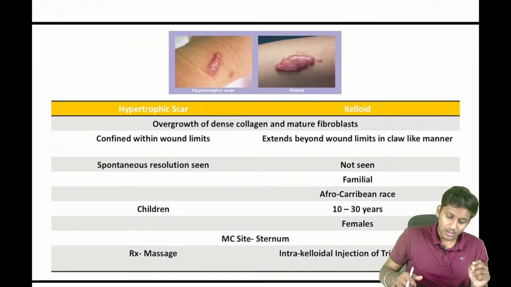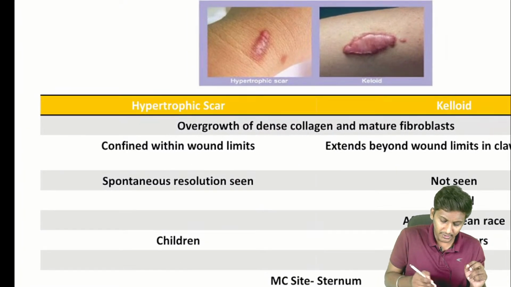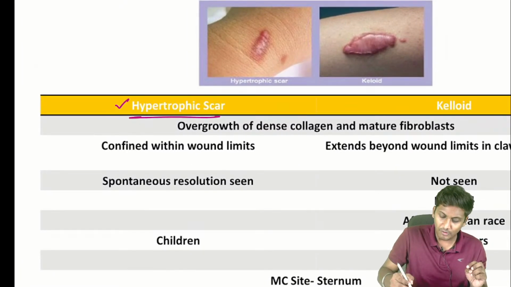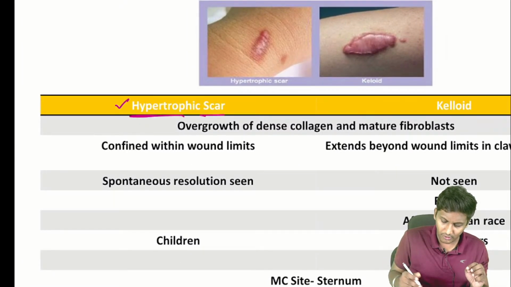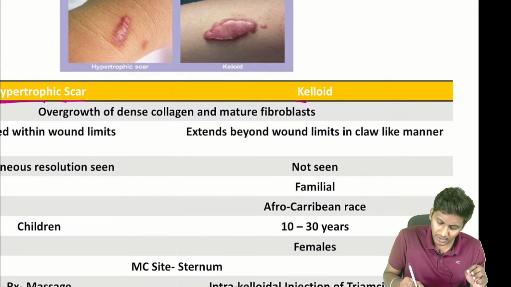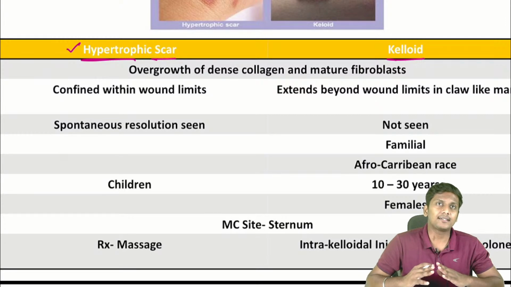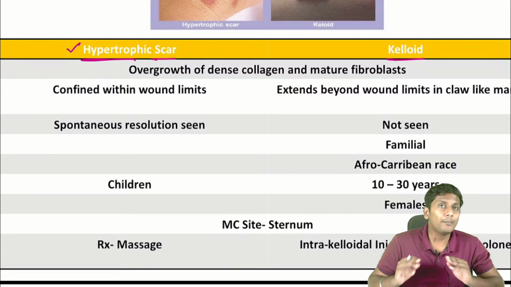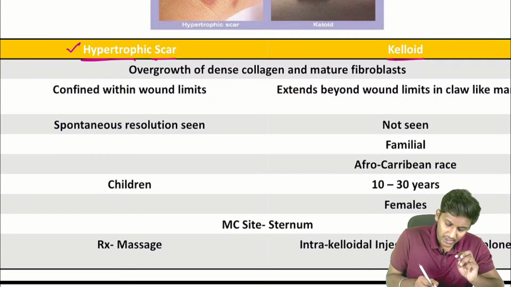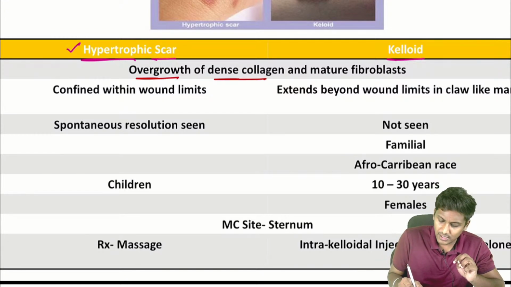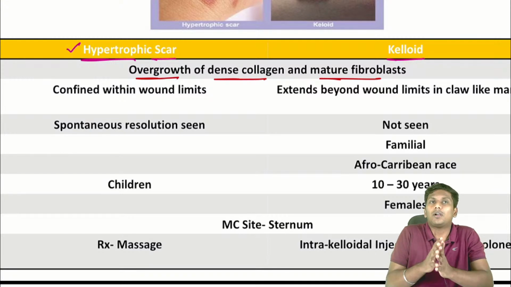ठीक है. Next important बच्चों is definitely the two types of bad scars. The two types of bad scars which are there. One is called the hypertrophic scar, and the second one you have to remember, it is known as the keloid scar. Now, both of these are examples of a bad scar or an adverse scar. What is the basic difference? Let's see that. The common thing between both of them is, both of them are due to overgrowth of dense collagen and mature fibroblast.